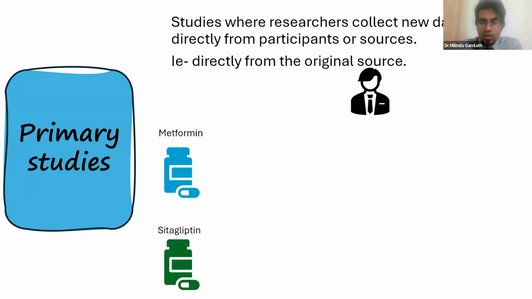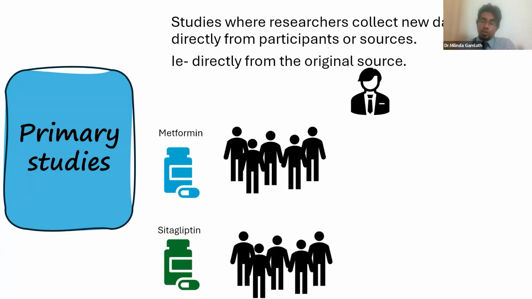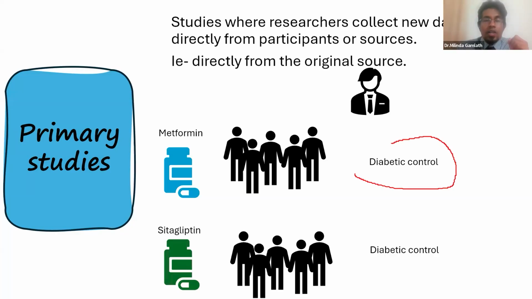So what you do is you prescribe metformin to a group of people and you prescribe sitagliptin to another group of people. And then you follow them up and look at their diabetic control. Then what you are doing is you are collecting your data directly from the study participants, right? You are giving them the drug, you are looking at their diabetic control, and then you are directly collecting that information, and then you can make a certain decision about those two drugs.